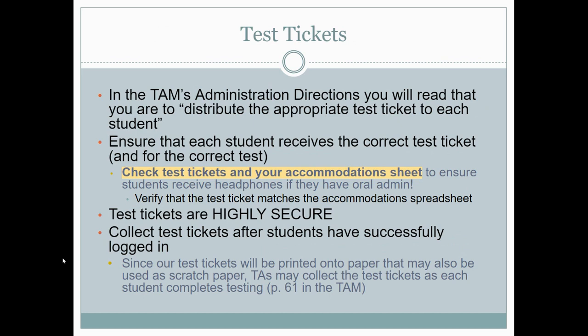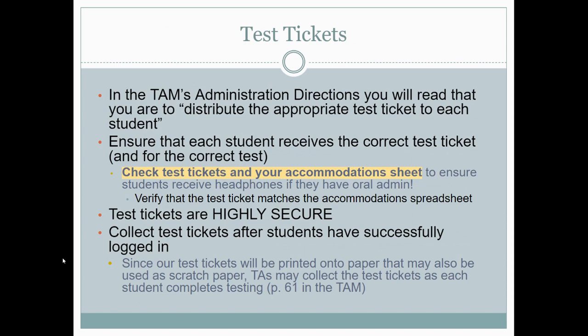Test tickets. In the TAMS administration directions, you will read that you are to distribute the appropriate test ticket to each student. Ensure that each student receives the correct test ticket. Double check their name if you have to. Double check their name tag if you have to. If you have 2 students with the same name, ask them their birthday. Make sure you give the test ticket to the correct student.